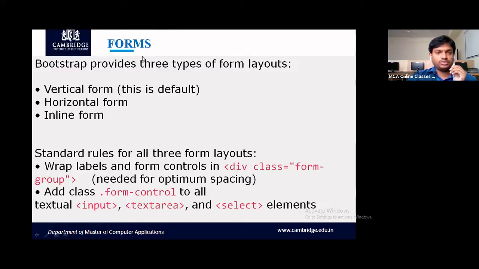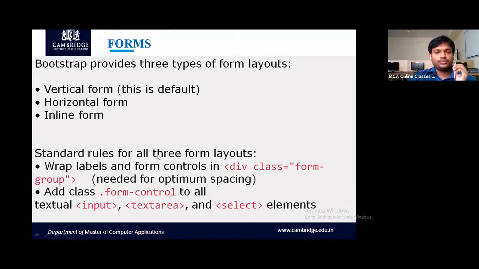Let's discuss forms. This session helps you understand the different types of forms available in Bootstrap. Usually Bootstrap provides three types of form layouts: vertical form, horizontal form, and inline form. These are the three types of form layouts provided by Bootstrap. So how do we design forms in Bootstrap? Now we will learn how to design forms in Bootstrap.